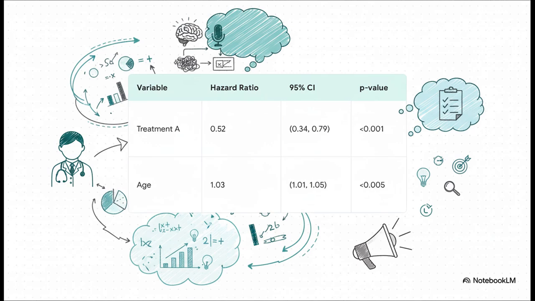So this is what a traditional report looks like. For anyone who's not a statistician, it's pretty much gibberish. You've got hazard ratios and p-values and all these numbers.